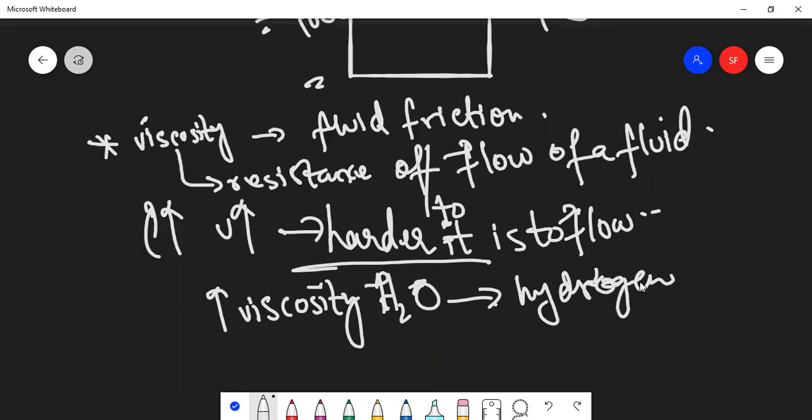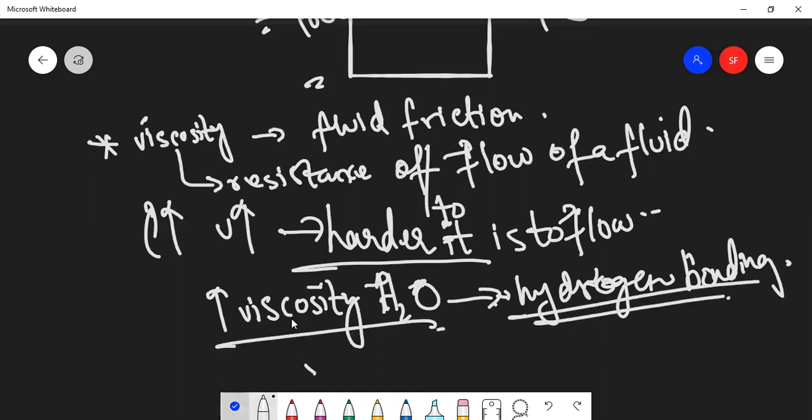It increases the fluid friction. Hydrogen bonding causes the molecules to stick to one another and prevents them from flowing. Okay, so it's the hydrogen bonding that causes the viscosity of water to increase. And this is just a bit of a chemistry touch. Now moving on to the real physics topic.